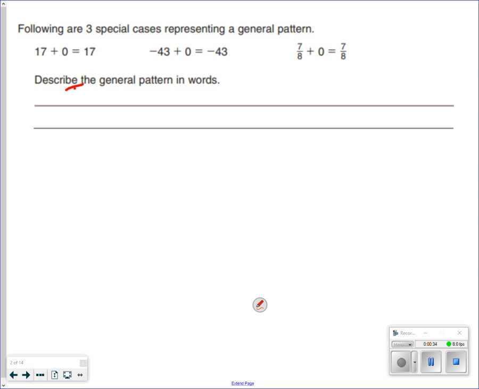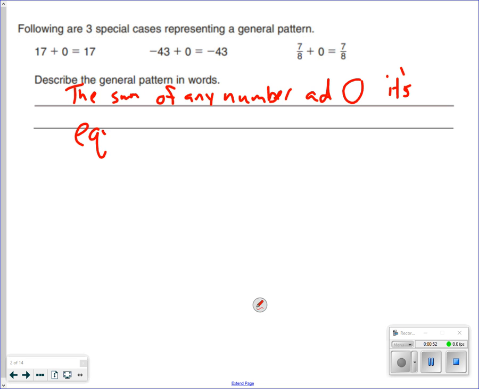The sum of any number and 0. So pretty much whenever you add a number to 0, it is equal to the original number. Like I told you, it's really easy today.